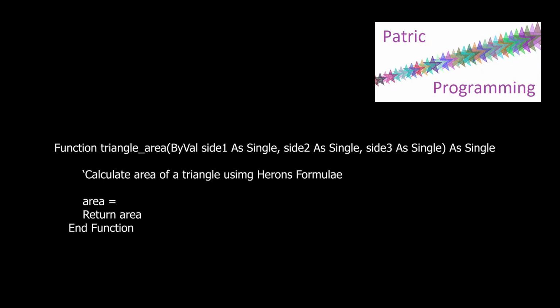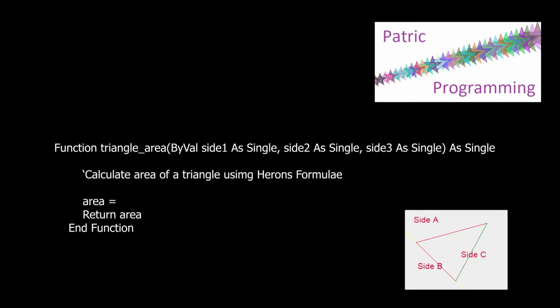A function is a separate part of a program that performs a specific task. In this case there are parameters sent to the function. The parameters are the sides of the triangle. This function calculates the area using Heron's formula and then returns it.